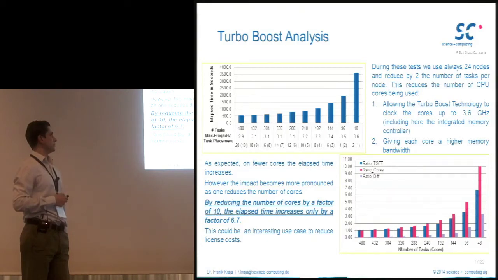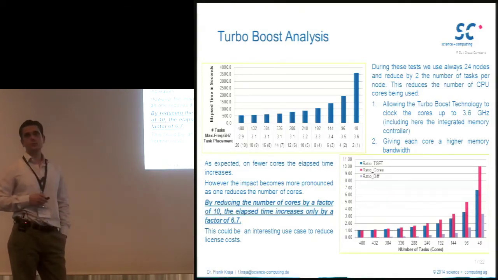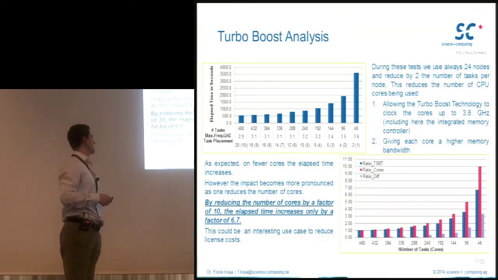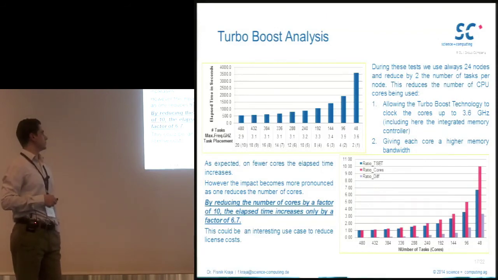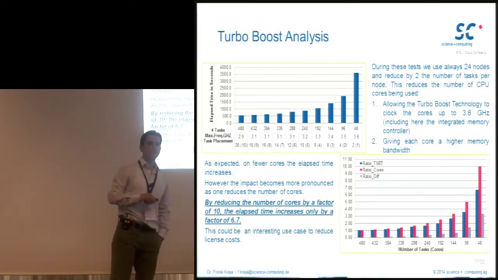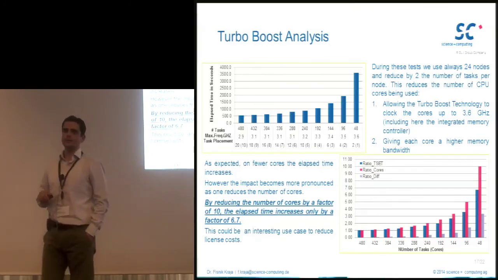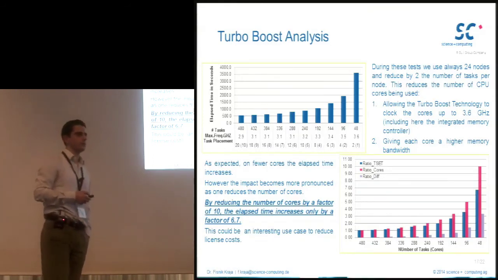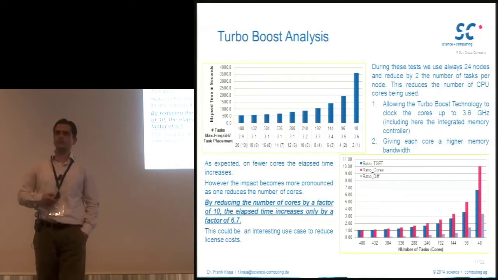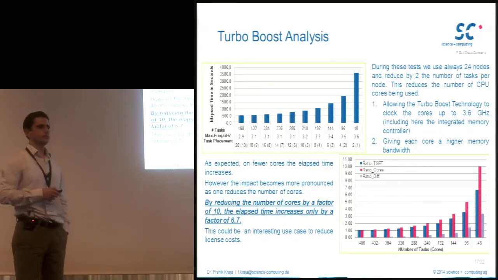But what we want to analyze here is how much compromise we can make and what the customer is willing to do with this feature. So probably these results show that by reducing the number of cores by a factor of 10, the elapsed time increases only by a factor of 6.7. I would read that differently: by reducing the license cost by a factor of 10, we lose only 6.7 in performance. So this is up to the customer, if he decides to use all the cores, part of them, or just 2 of them.